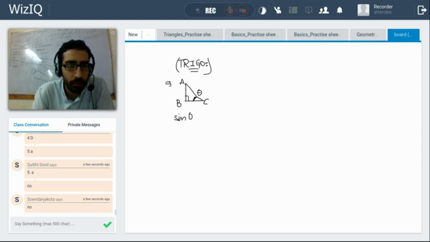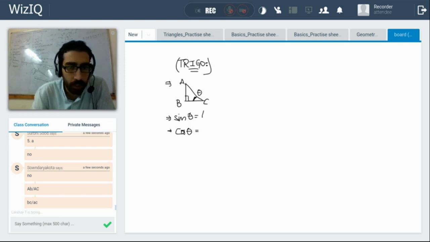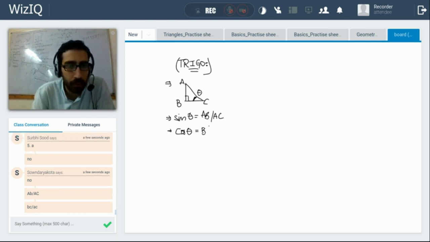What is sine theta equal to? And what is cos theta equal to? Let's just focus on these two for the time being. What is sine theta and cos theta equal to here? Sine theta is the side opposite by hypotenuse. Absolutely correct, Sondra. It's AB by AC. And cos theta is the side adjacent to the angle, BC by the hypotenuse, BC by AC. Yes, excellent, very good.